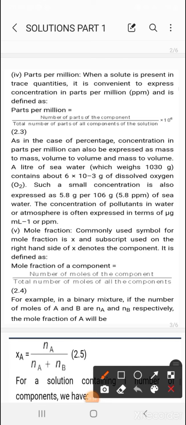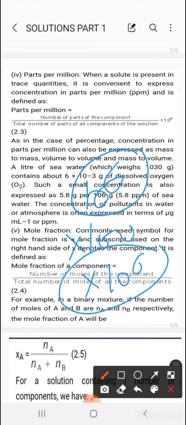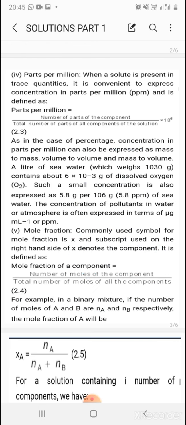Now we will study parts per million, meaning instead of per 100 we will take the per million factor, which is 10 raised to the power 6. Above, where we were multiplying by 100, here we will multiply by 10 raised to the power 6, because we are studying parts per million. So we use this quantity when our component is present in a trace amount or at very less amount.